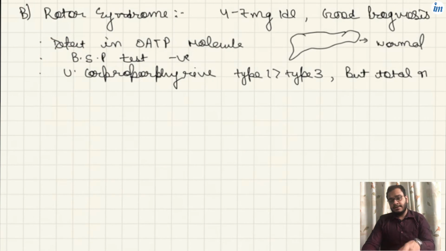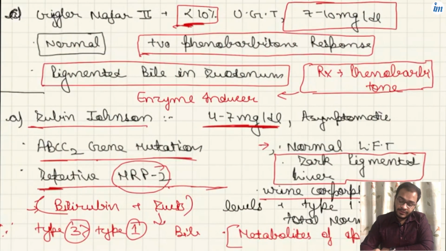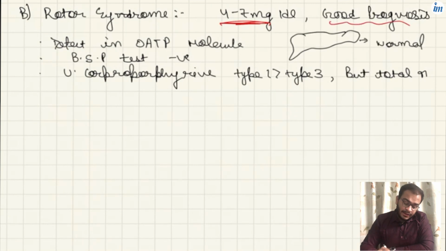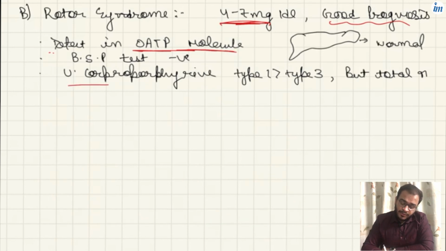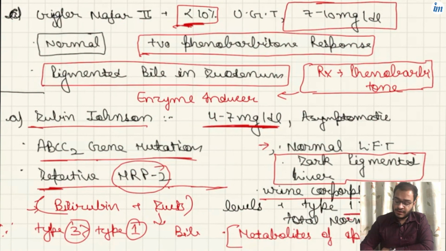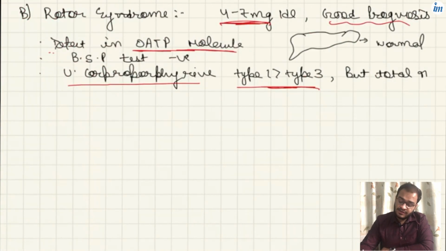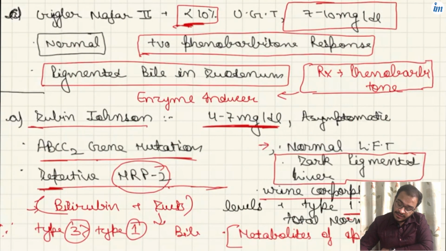The other syndrome is Rotor syndrome. In Rotor syndrome, what happens? The levels are also 4 to 7. Good prognosis. Here also the patient is asymptomatic. The defect in Rotor syndrome is in the OATP molecule, the organic anion transport protein. Another thing is, here urine coproporphyrin level type 1 is more than type 3. Okay, similarity is there. But the total urine coproporphyrin level is increased over here, while in Dubin-Johnson the total is normal.